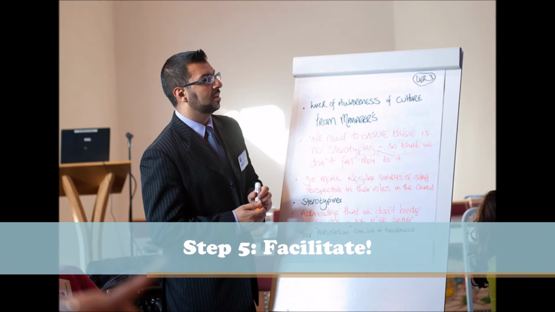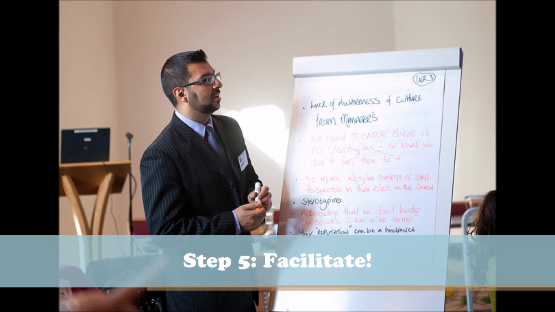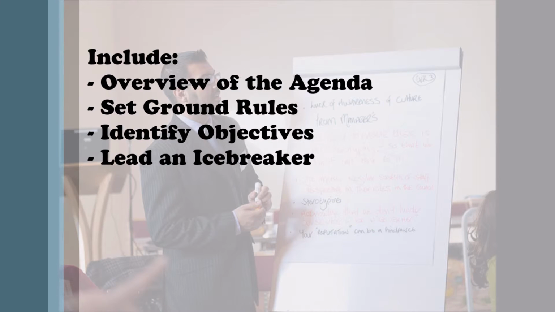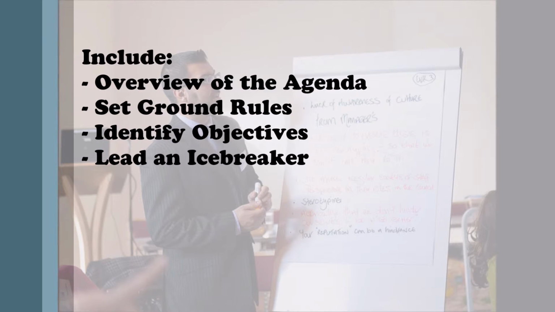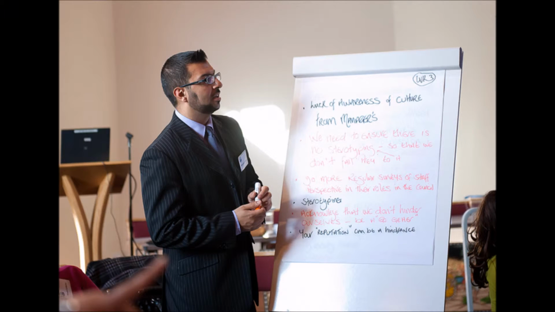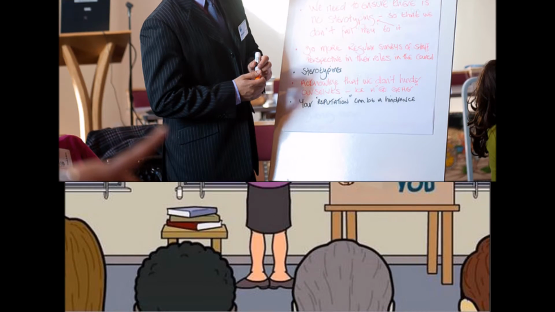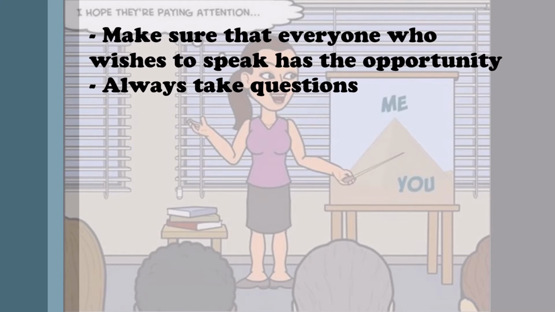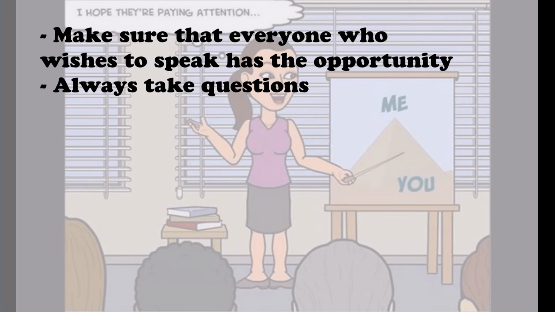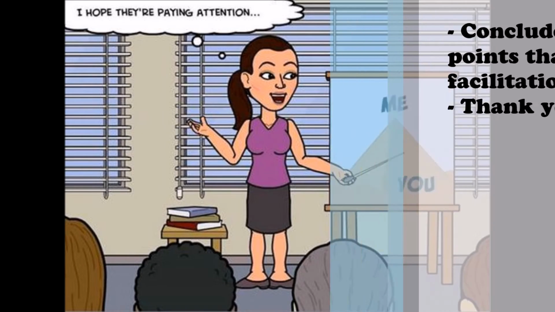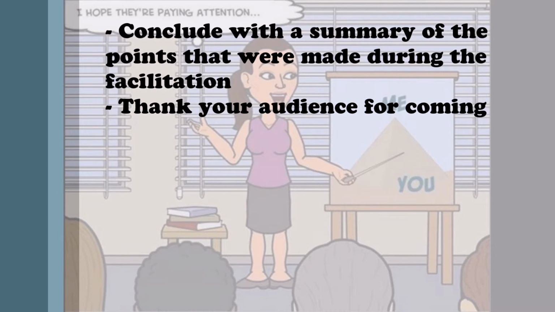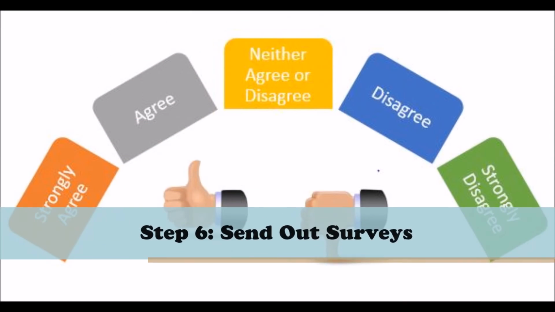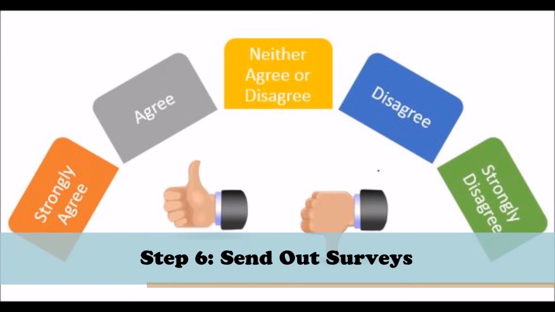The fifth step is to facilitate. Open up with an overview of the agenda, ground rules, the objectives, and an icebreaker. The icebreaker is an activity to help the audience get to know each other and feel comfortable with talking with each other. Then, throughout the facilitation, make sure that everyone who wishes to speak has the opportunity, and always take their questions. Finally, you conclude with a summary of the points that were made during the facilitation and thank your audience for coming.